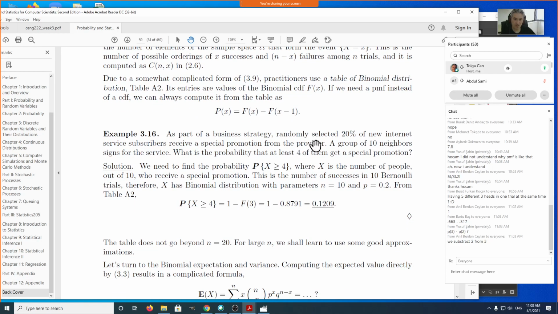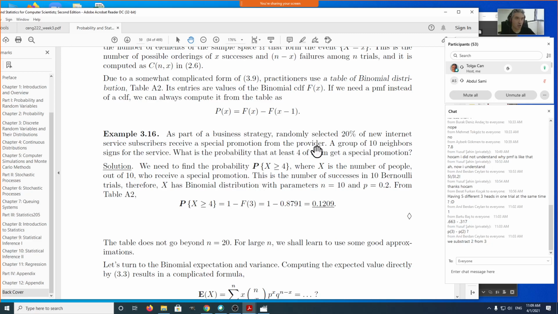As part of a business strategy, 20% of new internet service subscribers, randomly selected, receive a special promotion from the provider. A group of 10 neighbors signs up for the service. What is the probability that at least 4 of them get the special promotion? So we are trying 10 times. N is equal to 10 here. Success rate is 0.2. We are looking for the probability that at least 4 of them get it, so we are not asked for the CDF directly. What is the probability that X is greater than or equal to 4? When I say at least 4 of them, this will be equal to the complement.